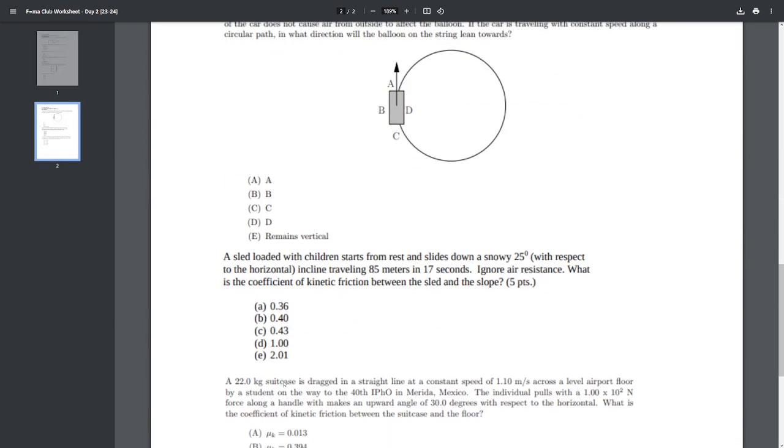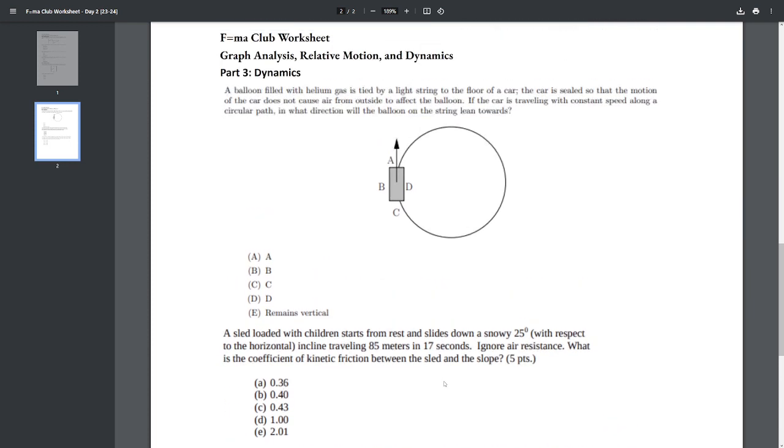All right, so we have 3 questions left. A balloon filled with helium gas is tied by a light string on the floor of a car. The car is sealed so that the motion of the car does not cause air from the outside to affect the balloon. If the car is traveling with constant speed along a circular path, in what direction will the balloon on the string lean towards? Okay, so this means that we're at constant speed, right? Constant speed.